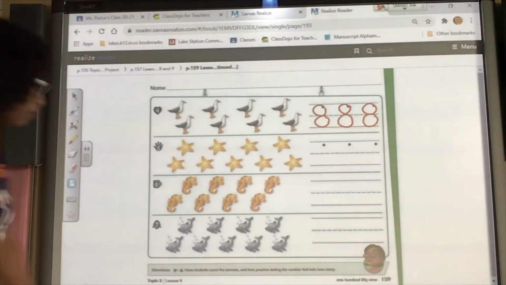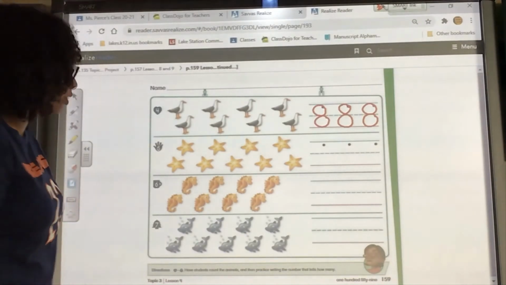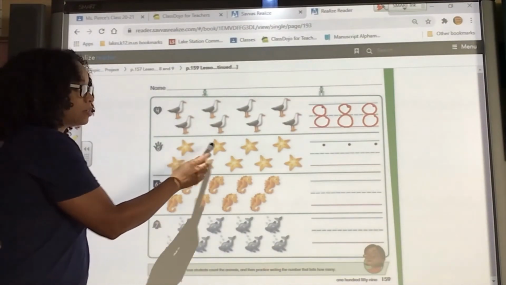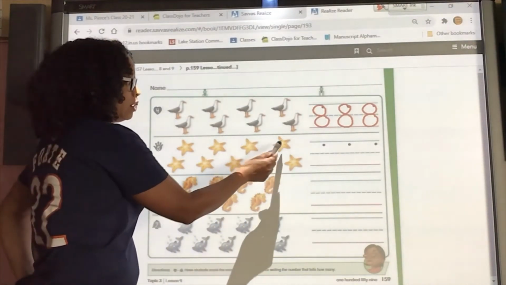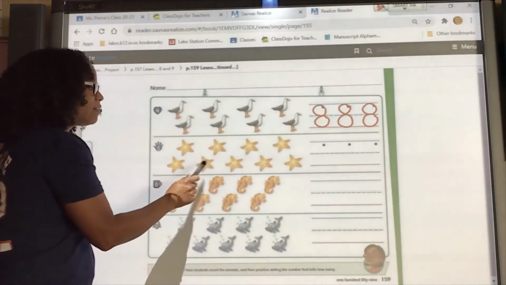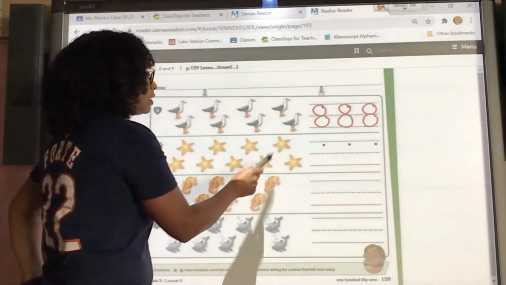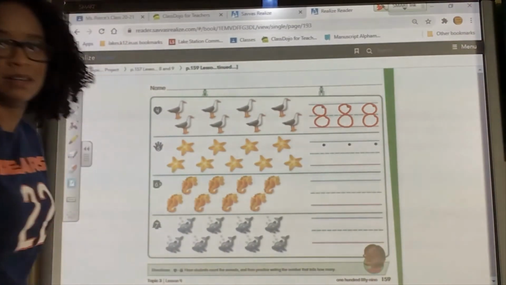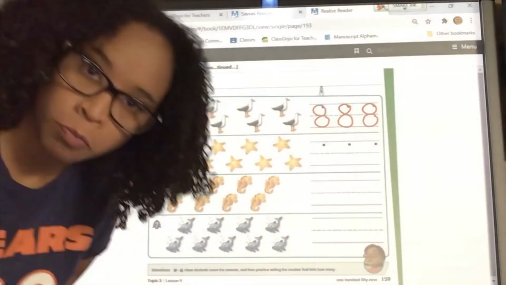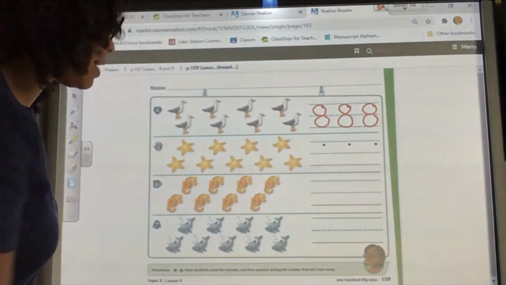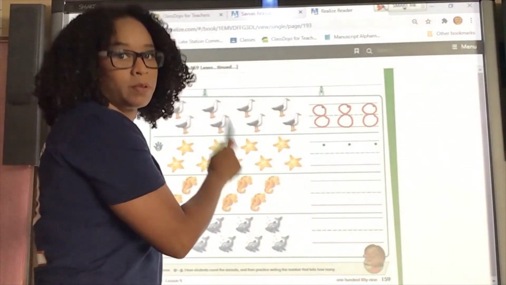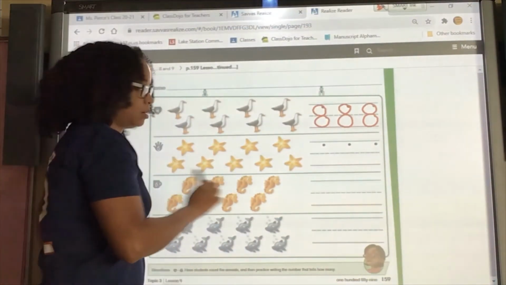Okay, let's count our starfish. Here we go. 1, 2, 3, 4, 5, 6, 7, 8, 9. 9 starfish. What number are we writing? 9. So in your journal, you should be writing this. You guys ready? Here you go.